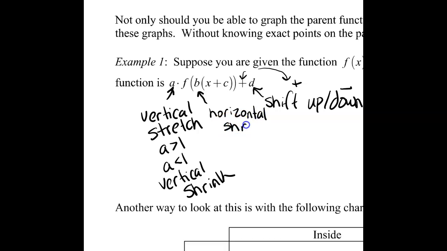shrink or stretch. I say shrink because if b is a whole number larger than 1, it is actually going to be a shrink. Let me clarify that. Let me backtrack a second. If b is larger than 1, it is going to be a shrink. Alright, that says it a little bit better. And then if b is less than 1, then it is going to be a horizontal stretch.